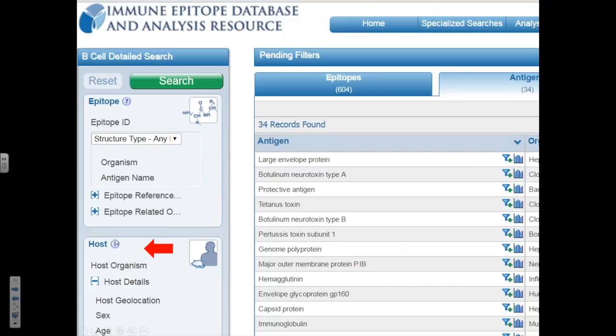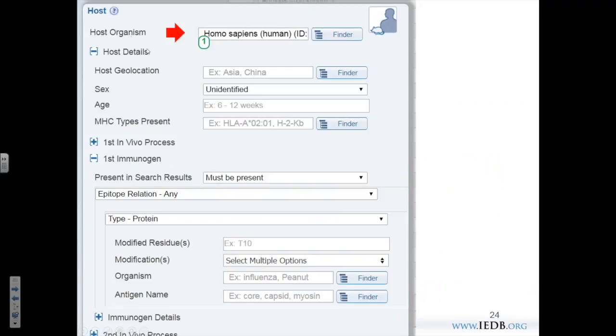If you're going for the host specifically, you can say, okay, I'm looking again at humans, but now humans that have gone through one of these immunization processes where the immunological history involved administration with a protein. And okay, now I'm getting back all antibody epitopes that have ever been characterized by humans that have been immunized with a protein. So what will you find?